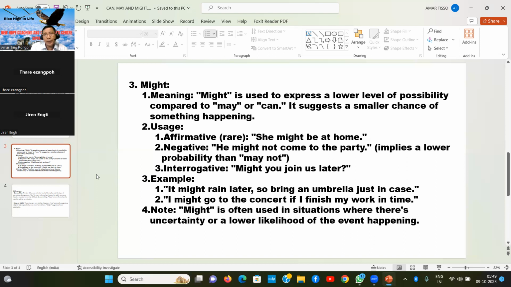Then it might rain later, so bring an umbrella just in case. It might rain later. So it might rain, bring an umbrella, then just in case it might rain.